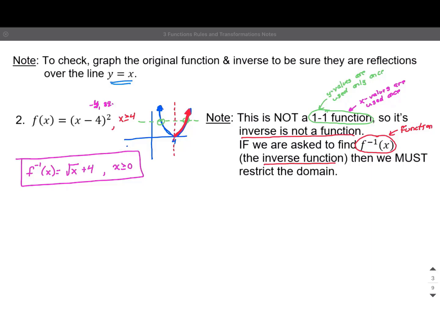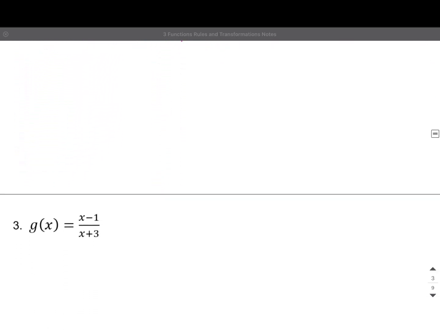Okay? Because what happens is when you take this piece of the parabola and you reflect it over the line y equals x, we now have this. So here's f of x, here's f inverse of x, this is at 4, now the y value is at 4. Okay? Good. Let's take a look at this one.